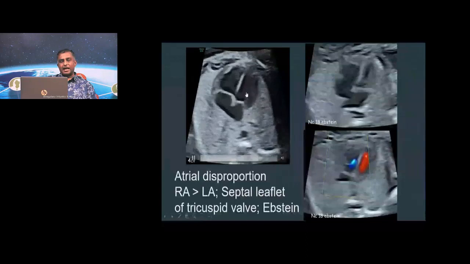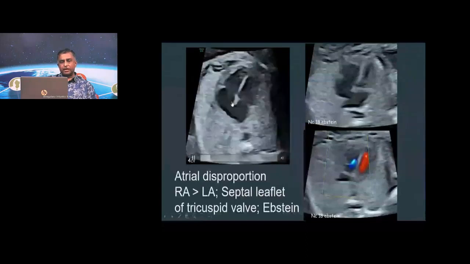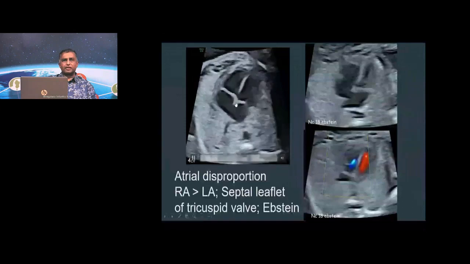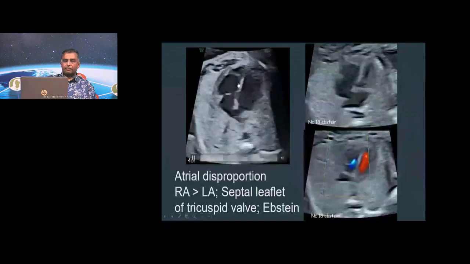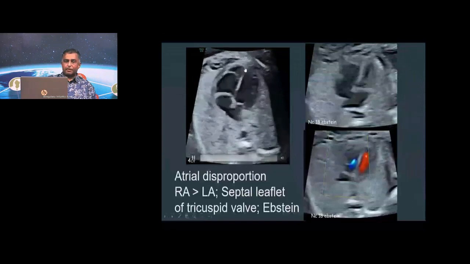Now, if this is LA and LV, this is RA and RV out there. So this is the interventricular septum. This is the interatrial septum. This is called the septum primum, or that's the drumstick, which is very important to recognize. This is the foramen ovale over there. This is the tricuspid valve closer, mitral valve further. So you have the interventricular septum here.